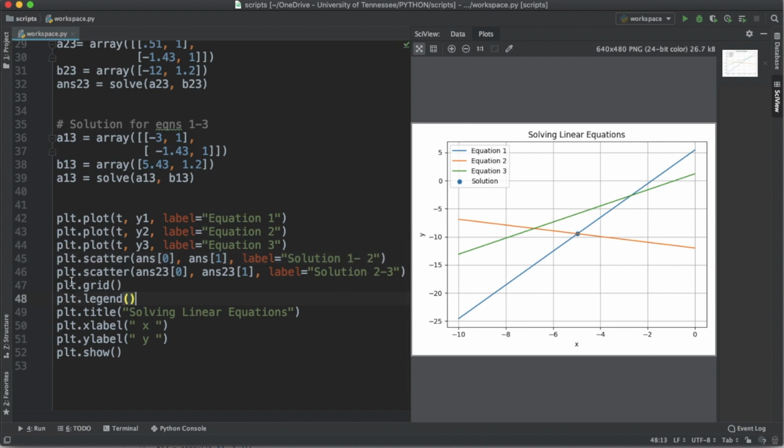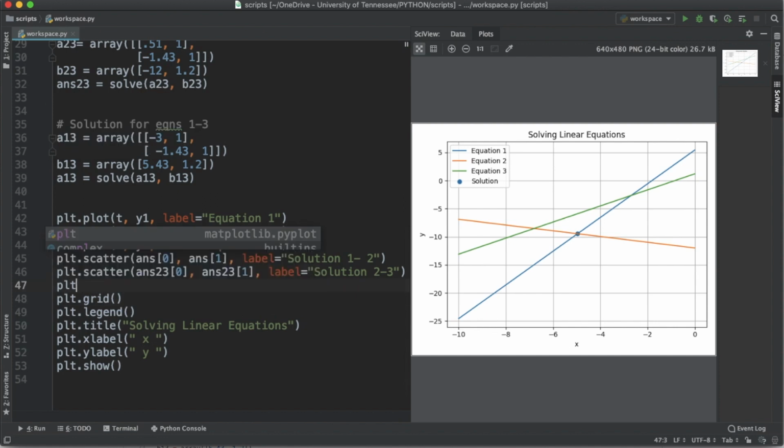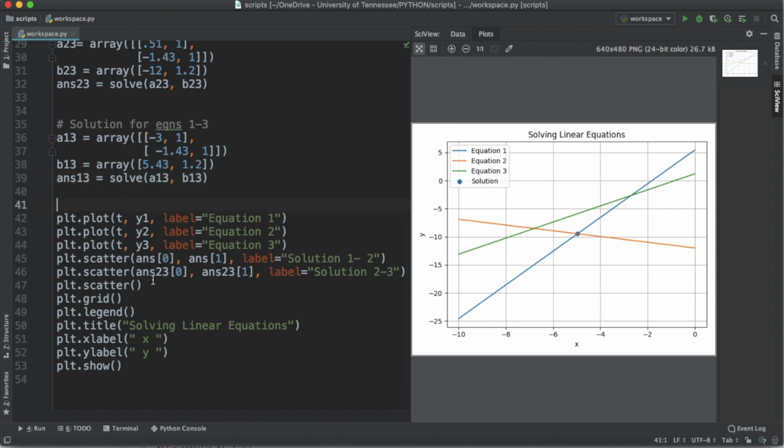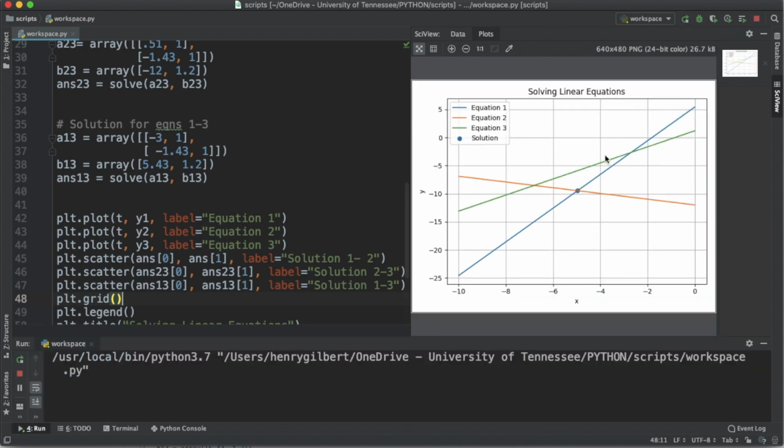The third and final solution to these three equations is plt.scatter. It's going to be the solutions. And I accidentally renamed the variable here, so let's change that to answer 1, 3 and say plt.scatter answer 1, 3 at the 0th index and answer 1, 3 at the first index. The label is solution 1, 3. If we plot these, let's take a look at what we get.